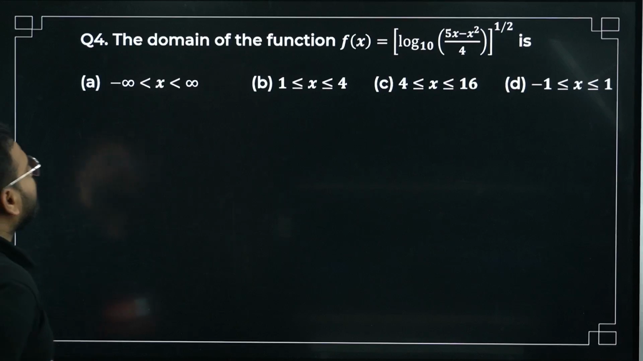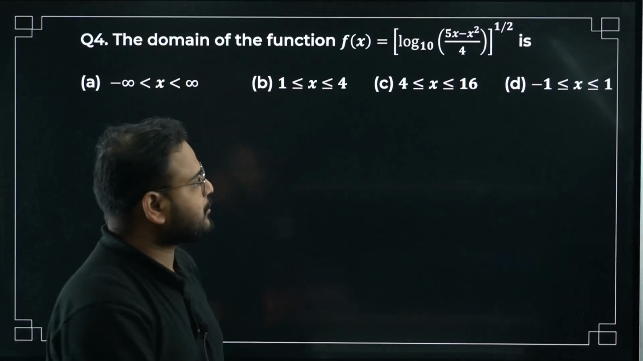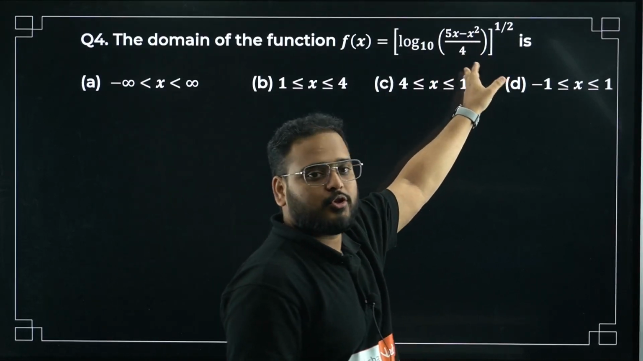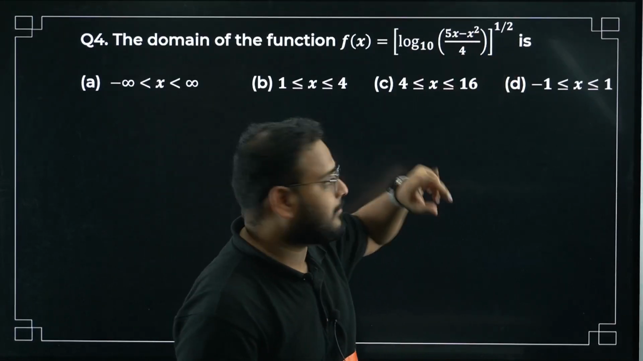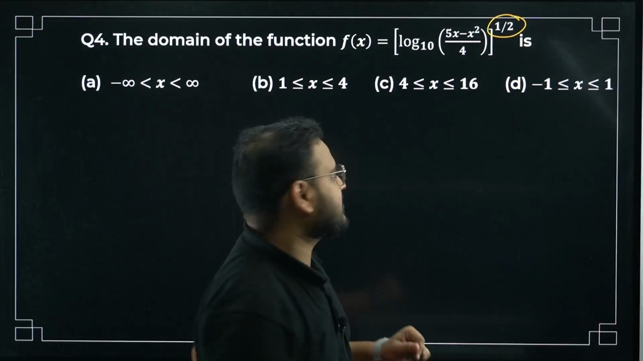Question number 3 now. The domain of the function f(x) equals log of this thing. I'll tell you what happens in this question: you get lost over here. 5x minus x squared by 4 should always be positive. Great, but there's a root as well. So look for the root condition first. What is basically going to be?